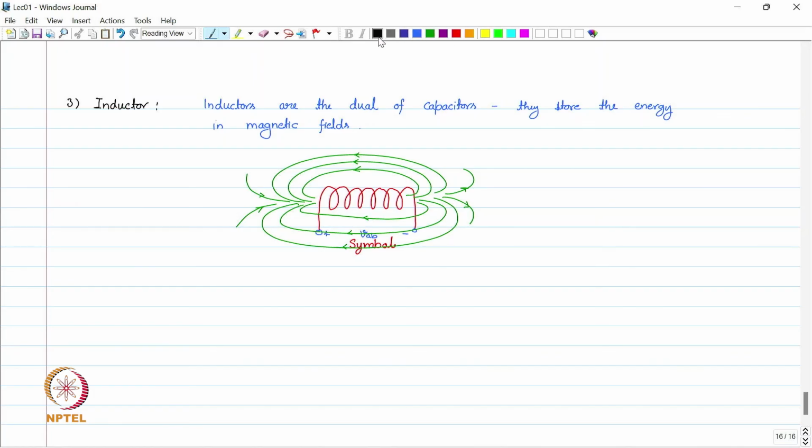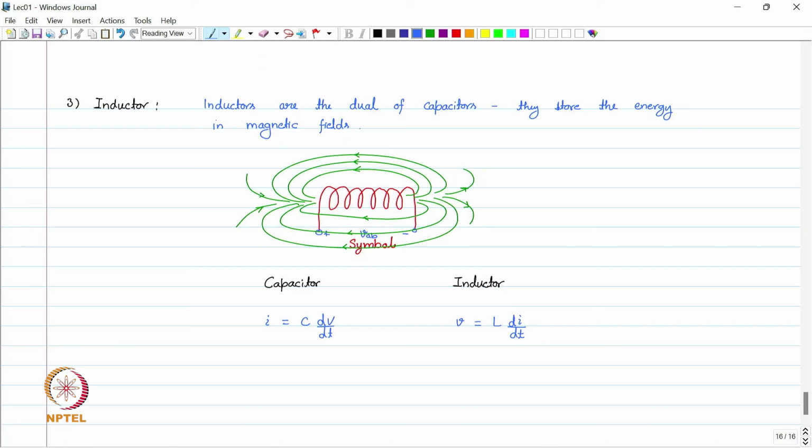So, we can write the expression for capacitor and inductor so that we can compare both of them. So, for a capacitor, the expression between input and output is I, the current, is equal to C del V over del T, and for an inductor the voltage is equal to L into del I over del T. So, this is the input and output expression for a capacitor and inductor.